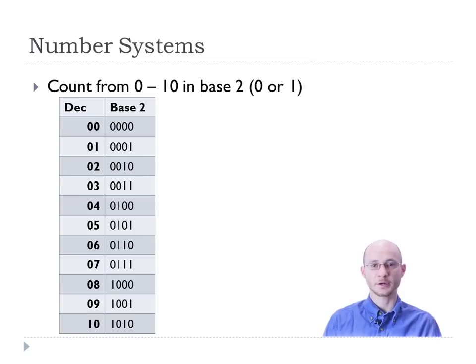0 in binary is 0 and 1 in binary is 1. A 2 would be a 1 followed by a 0. 3 is a 1 followed by another 1. 4 is a 1 followed by 2 zeros. 5 is a 1 followed by a 0, then a 1.